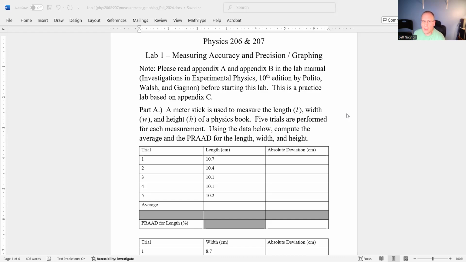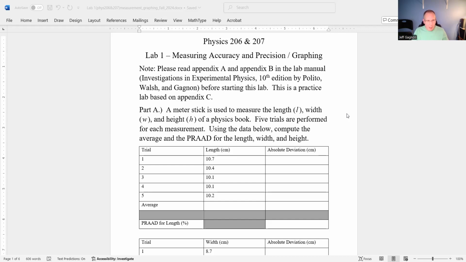So before performing this lab, make sure that you have read Appendix A and B from the lab manual. And I also posted some video lectures on how to draw good graphs and also how to compute those measures of accuracy and precision. Okay, so it's important that you already know that information. So this lab will just give you some practice on that.